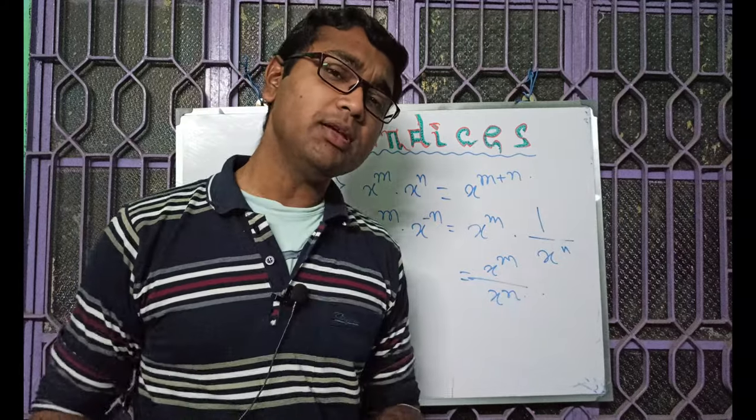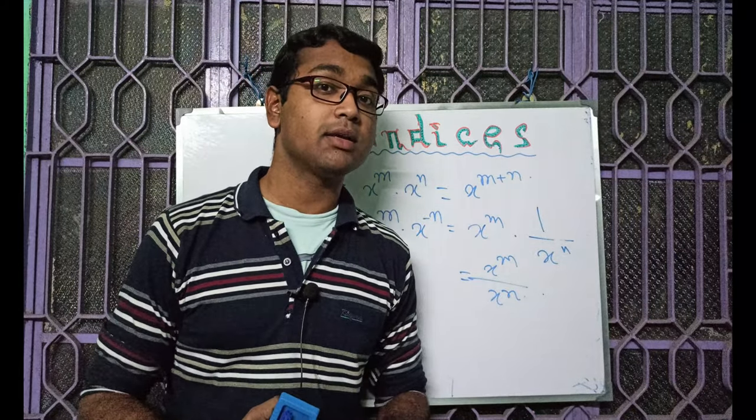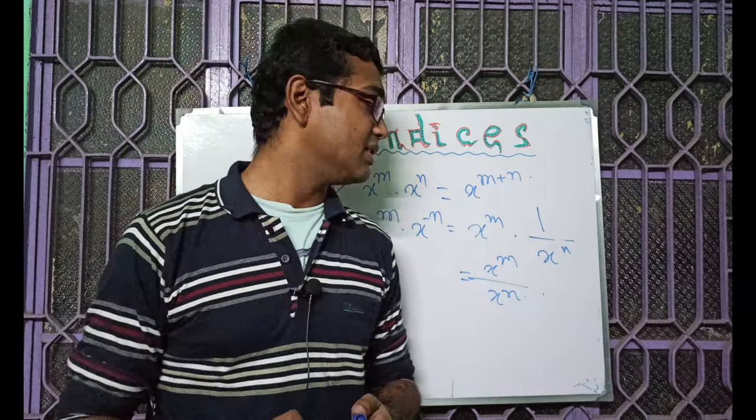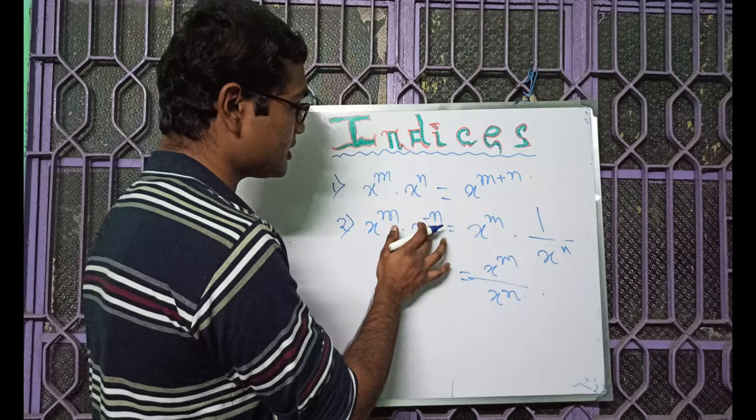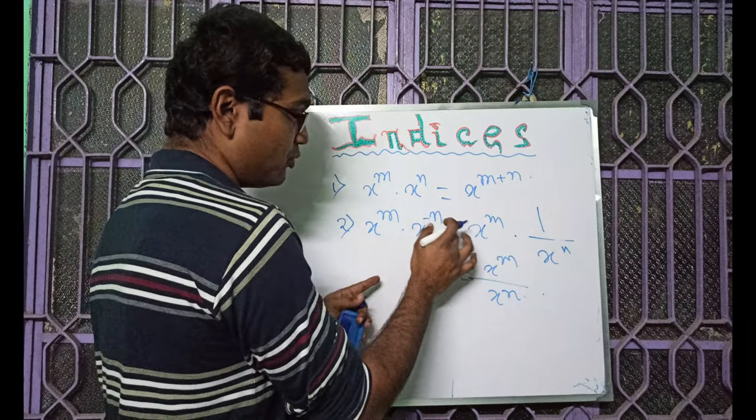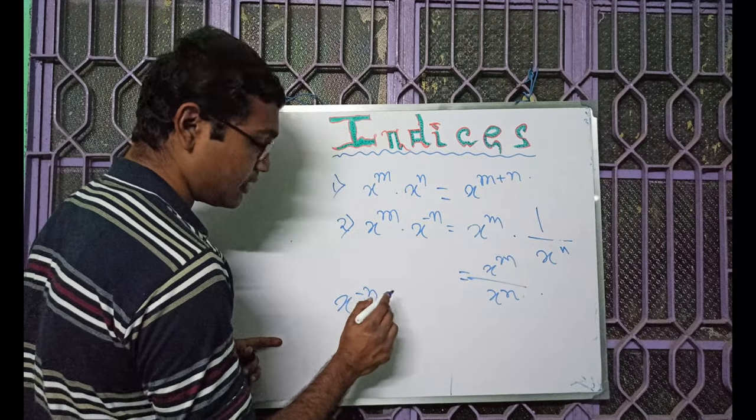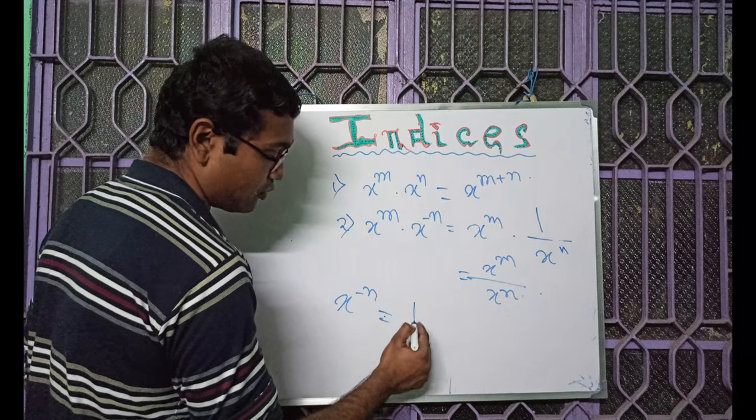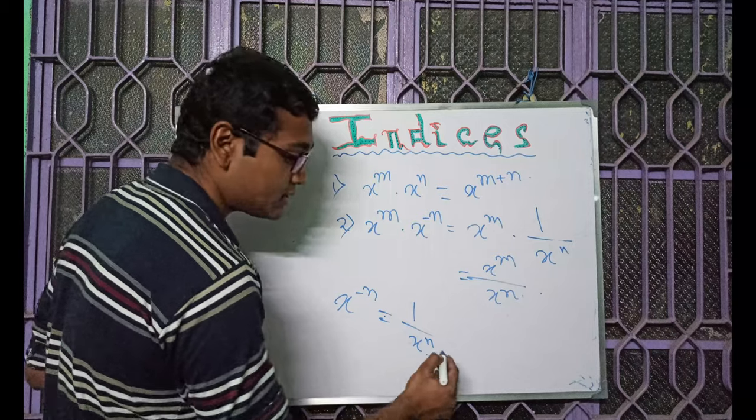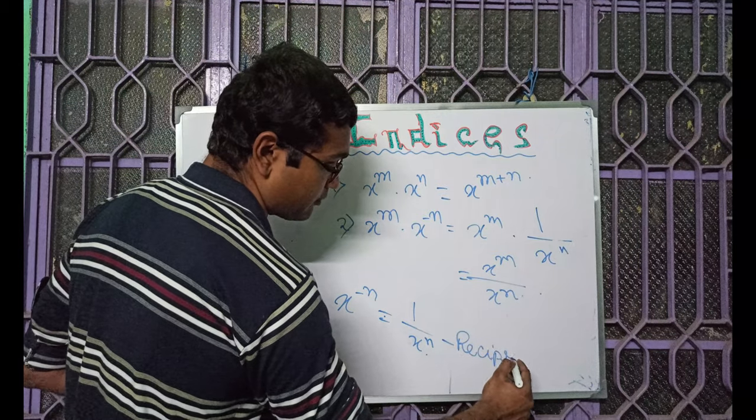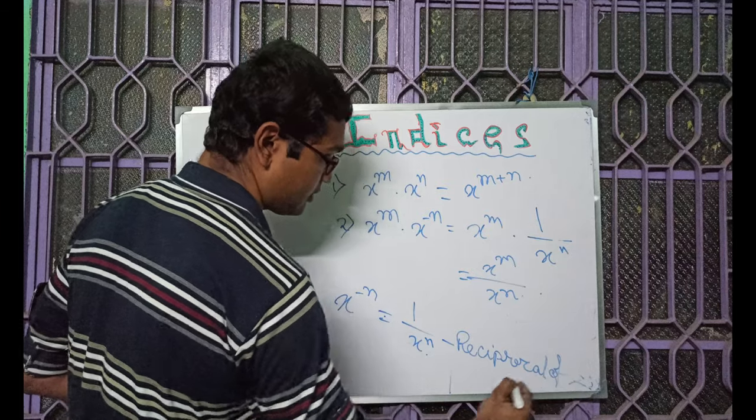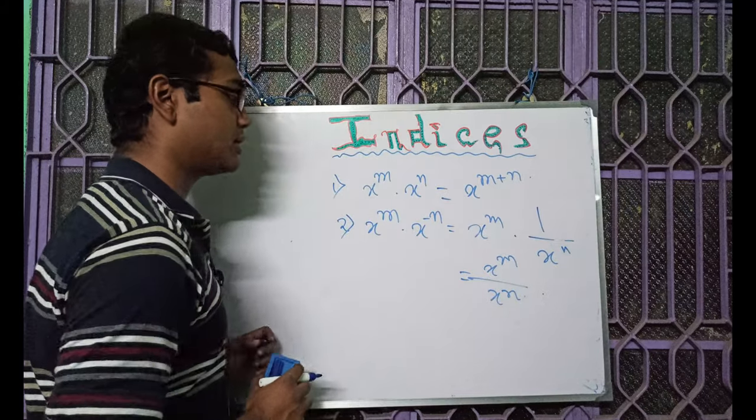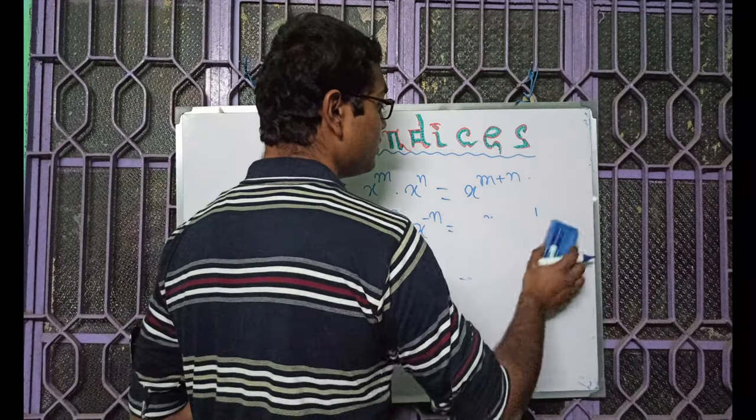What does it mean actually? It means whenever there is a minus before the power, then it will be 1 by that. The minus shows us that x to the power minus n is equal to 1 by x to the power n. And what is 1 by x to the power n? It is the reciprocal of x to the power n, right? So this one was our second rule or second property of index.